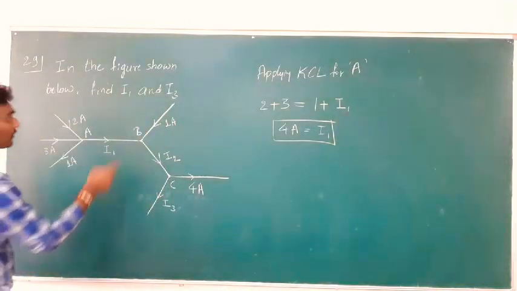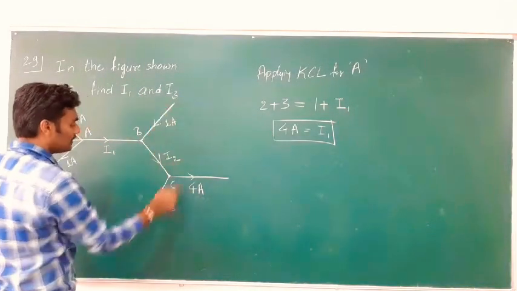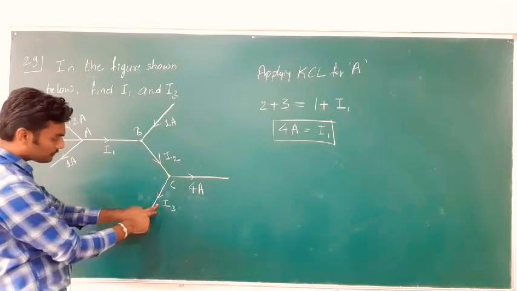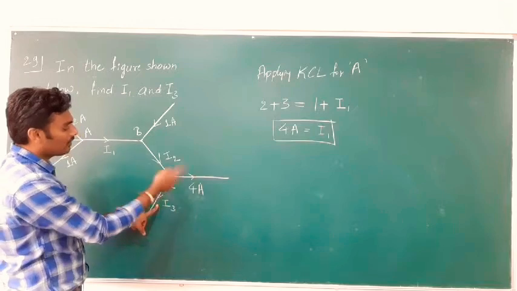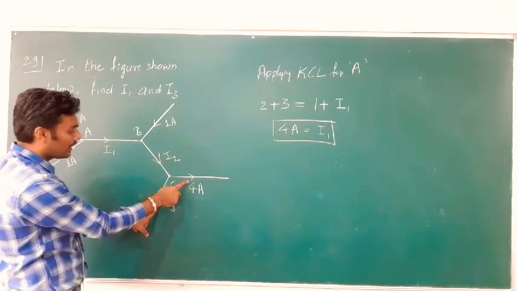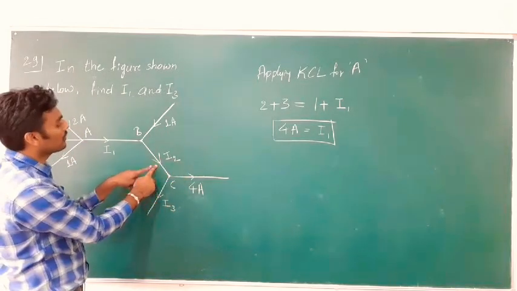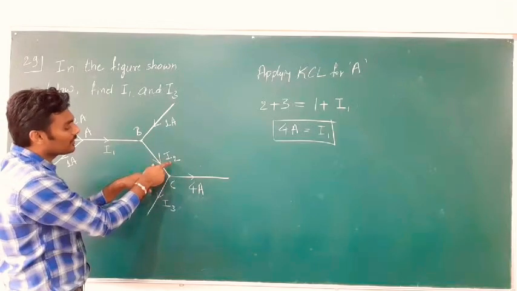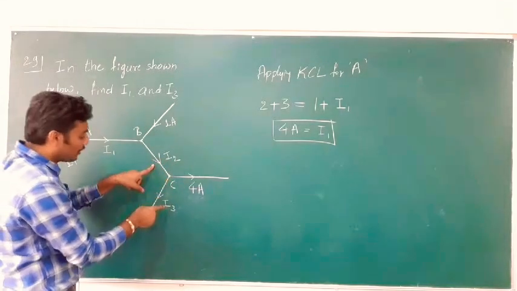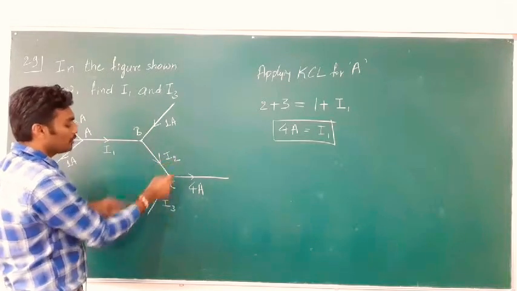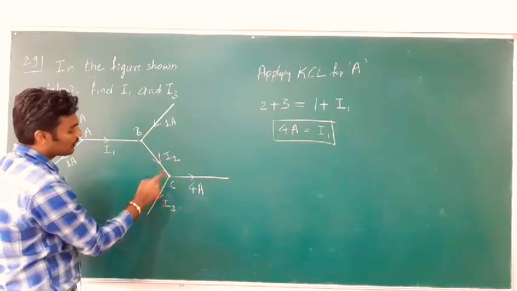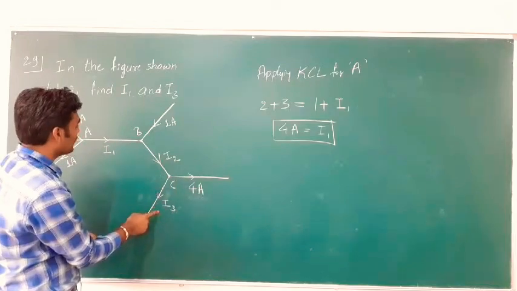Now, the other quantity that we need is I3, right? But if we need I3, we should have the data of all other currents, like this current and this current. But we don't know what this current is, which is named I2. So in order to get I3, first I should solve for I2 and then put that I2 value in node C to get I3.